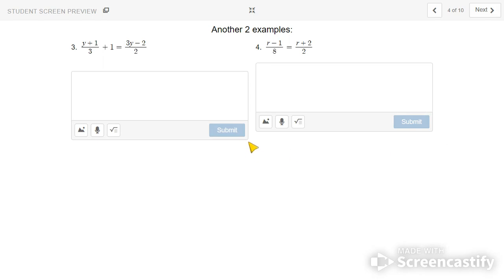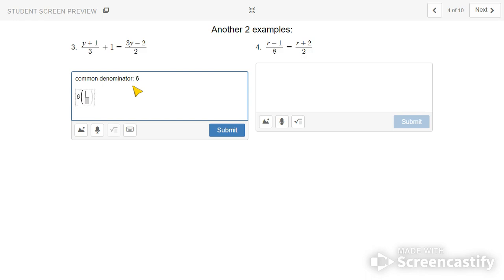Another 2 examples here. Let's remember the number of terms that we have. In this case, we have 3 terms. This fraction is 1 term, plus 1 as a whole number is a term, and this fraction on the other side is also a term. We have the denominators of 3, 1, and 2. So our common denominator is 6. Let's multiply 6 to each of these terms.